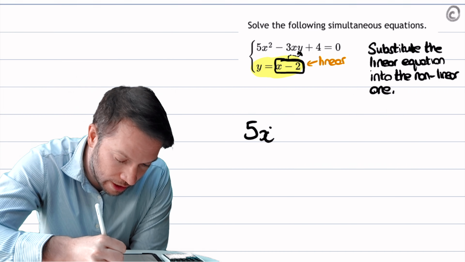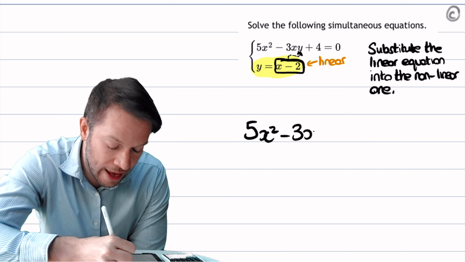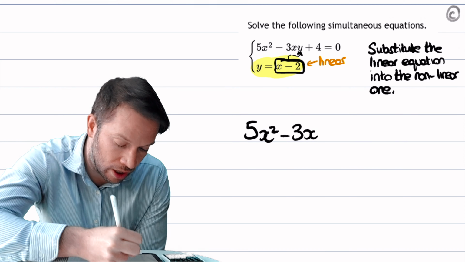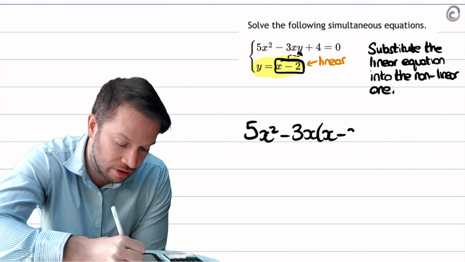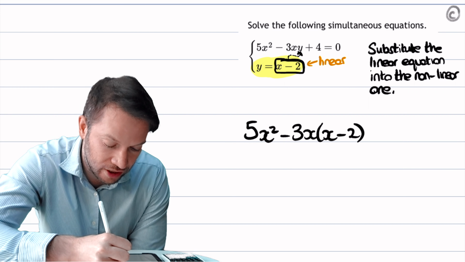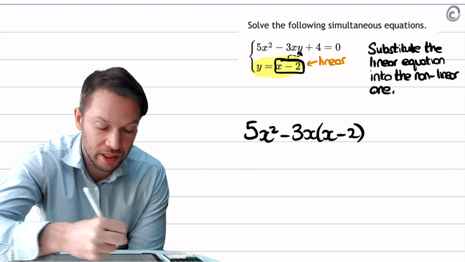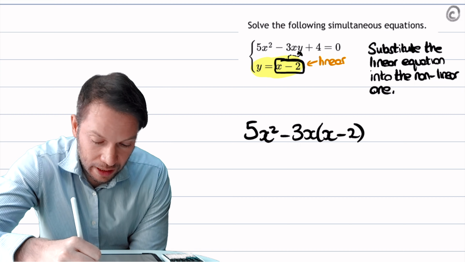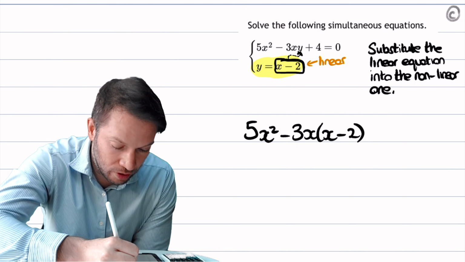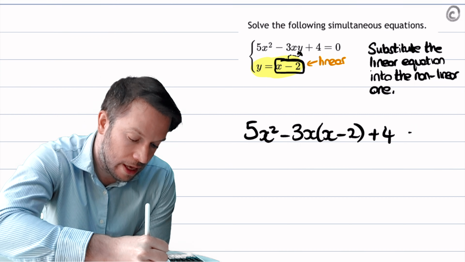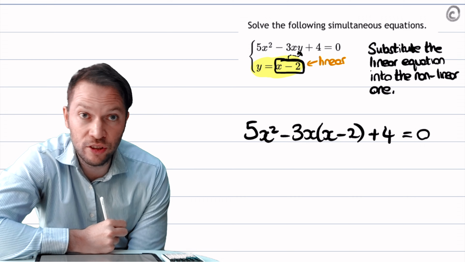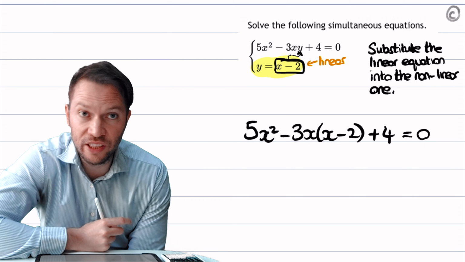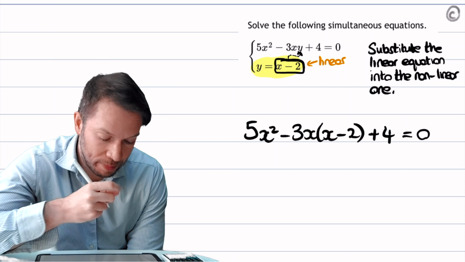So 5x squared minus 3xy. We're replacing the y with x minus 2. And notice I've used brackets because it's 3 times x times all of x minus 2. We use brackets to keep things together. And then we've got the plus 4 equals 0. And now we've got a single equation in terms of just one variable, so we can just solve it in the usual way. So I'm going to expand the brackets.